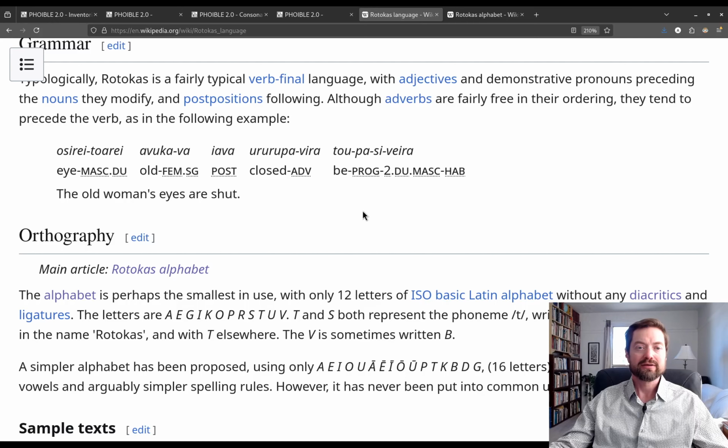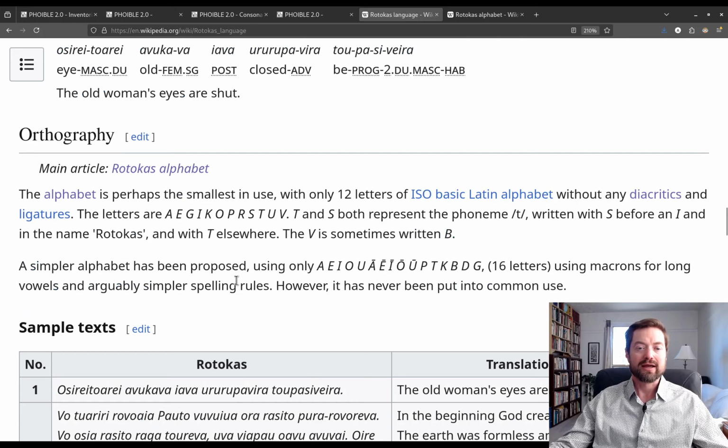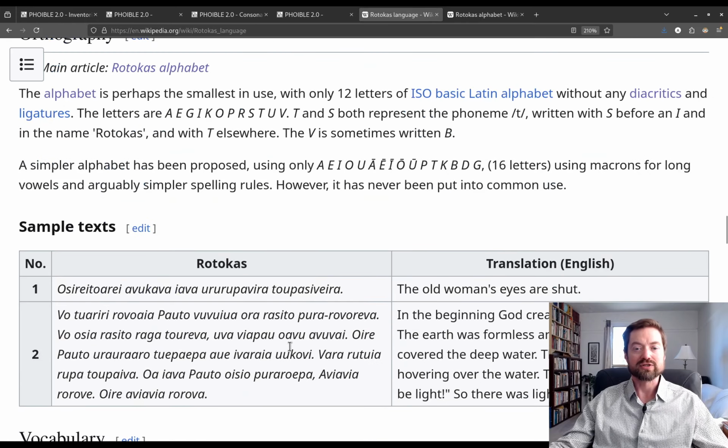a very refreshingly simple language, in terms of its number of sounds. But you do see an example here that it does take a fair number of letters to say a sentence like this. Osire toarei avukava iava ururu pavira to pasivera. The old woman's eyes are shut.